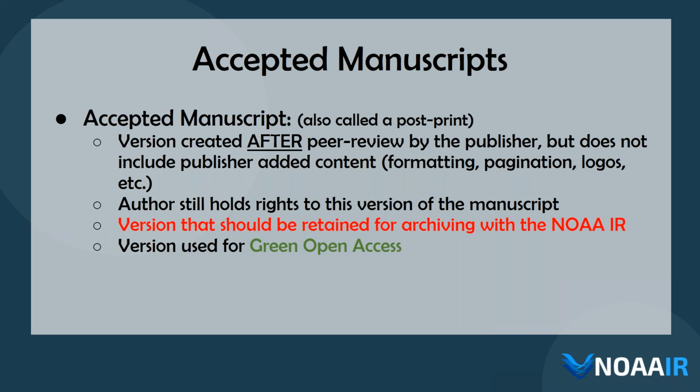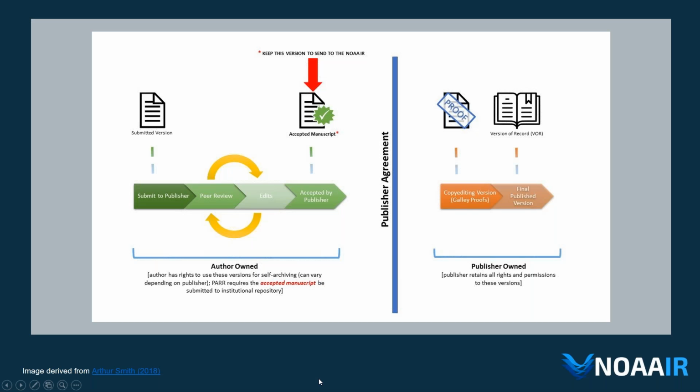So I had done a webinar back in, I think it was May, where we covered a lot about manuscripts, different versions, what they looked like. And one of the things that was in that webinar was this graphic that I derived from an article that's linked here, and it's also linked on the Scholarly Communications and Publications Guide that we have.